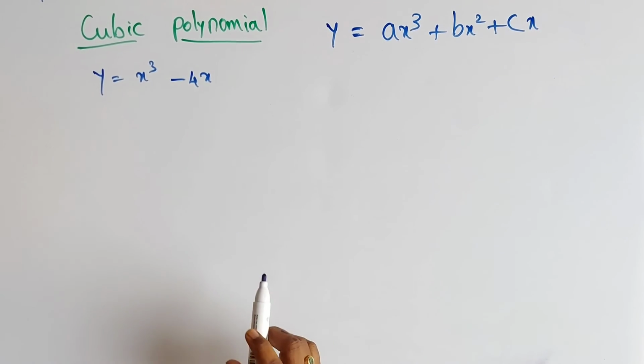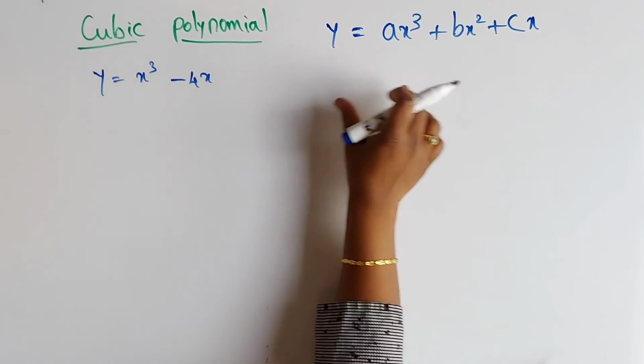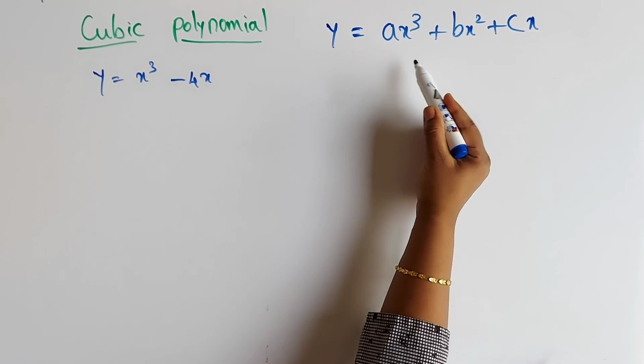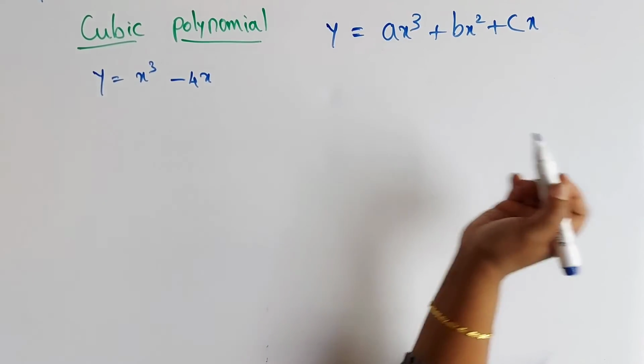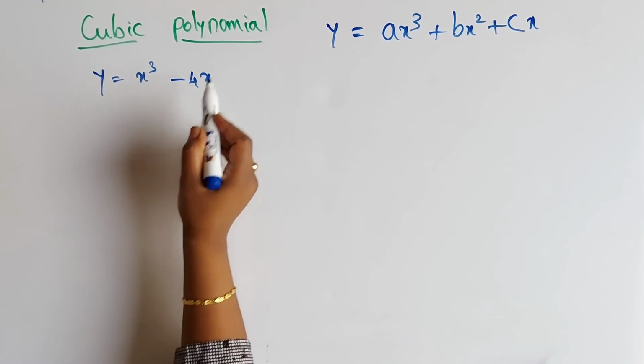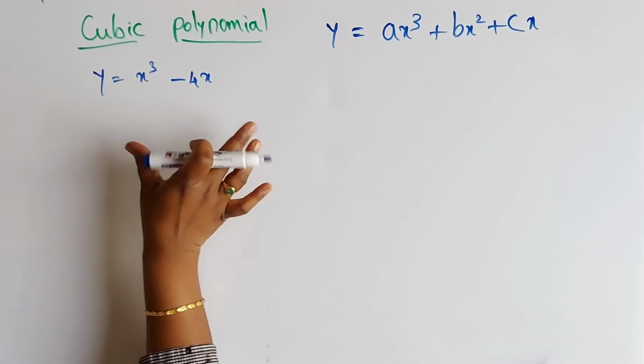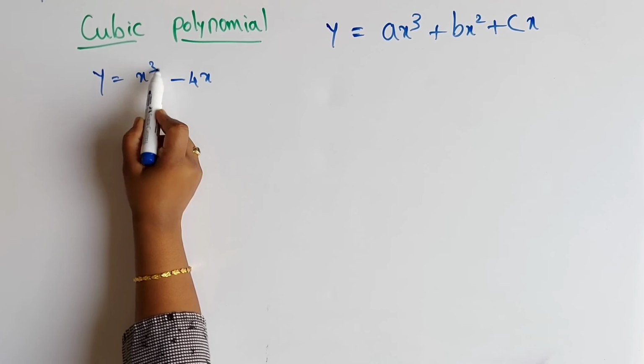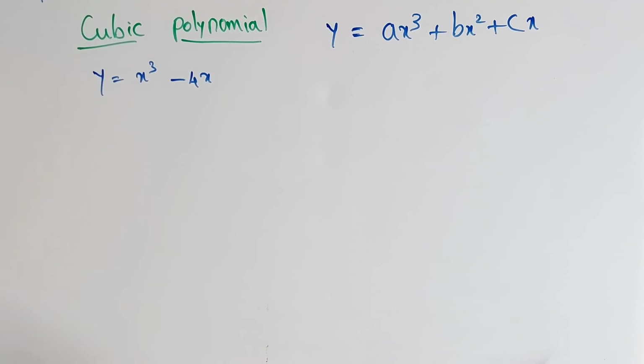Now cubic polynomial, children. Here is the standard form of a cubic polynomial, y = ax³ + bx² + cx + d. Here I am taking y = x³ - 4x. A simple cubic polynomial. Here the degree of the polynomial is 3. So this is a cubic polynomial. Let's write the values for x and y here.